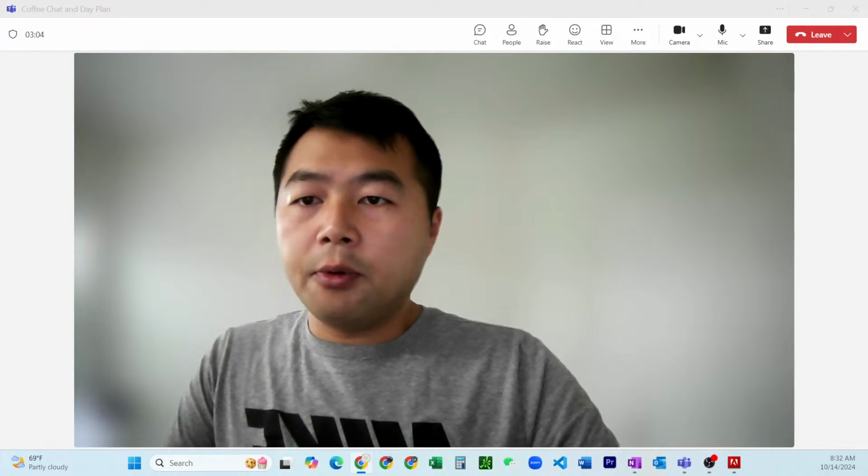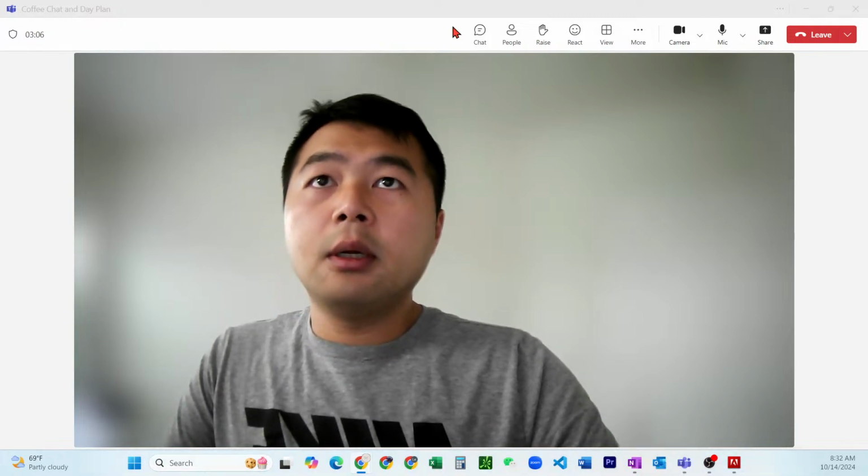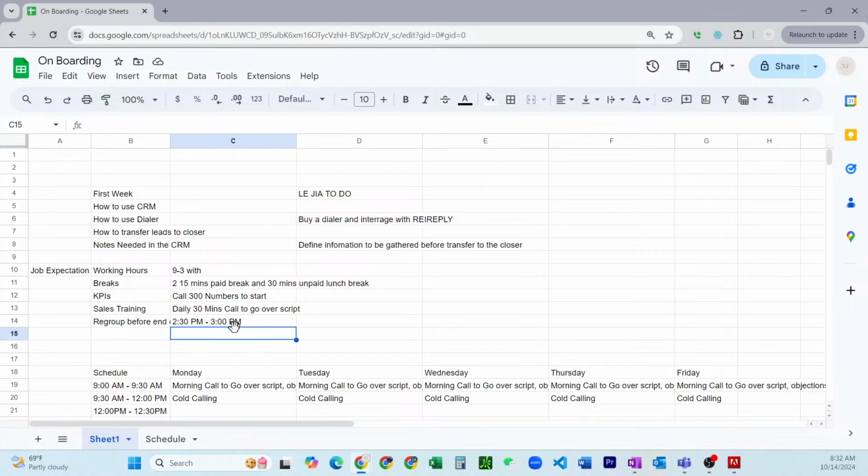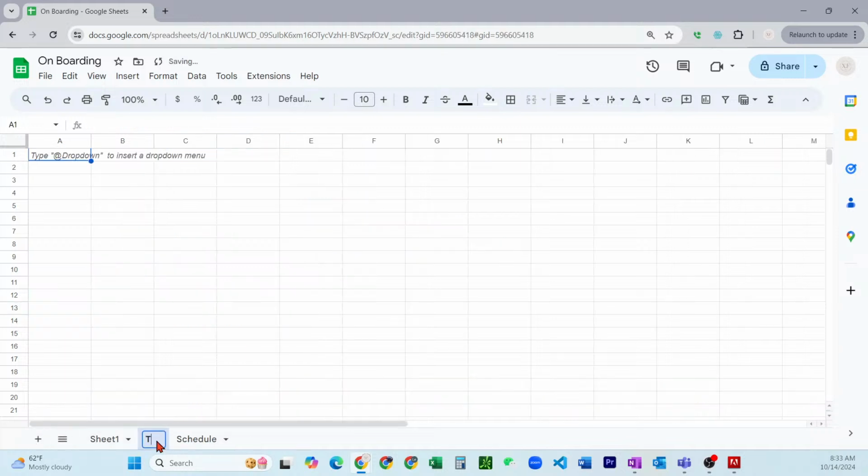So we have onboarding. This is onboarding, right? How to use a dollar. I don't really know. I don't even have a dollar yet. I'm going to buy one, that's like 150 bucks. Transfer leads to closer needs, and we're talking about sales training. So I think it's more than just going over the script. Okay, I'm probably going to say training topics.